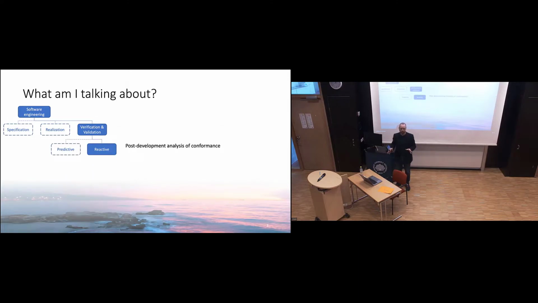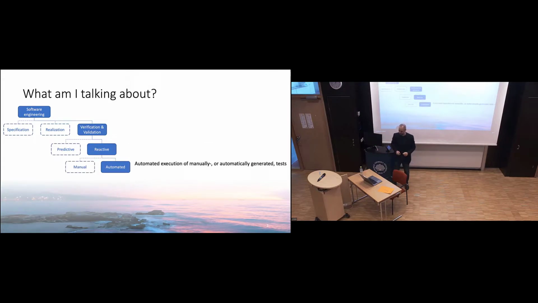And verification and validation can be divided into multiple different instances, but one aspect is the predictive verification and validation, which relates to things like formal methods, mathematical proofs, and stuff like that. And then we have the more reactive testing, which often happens after we've written software, and that is the route we're following for this presentation.